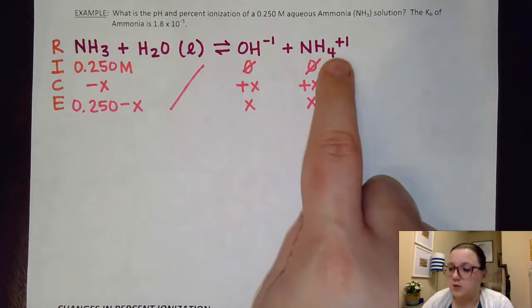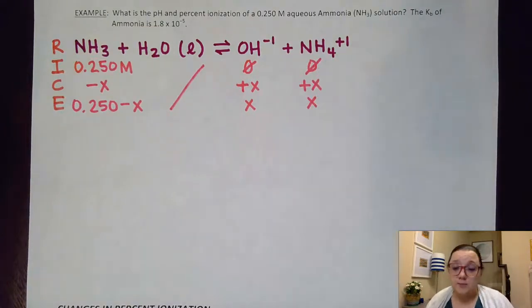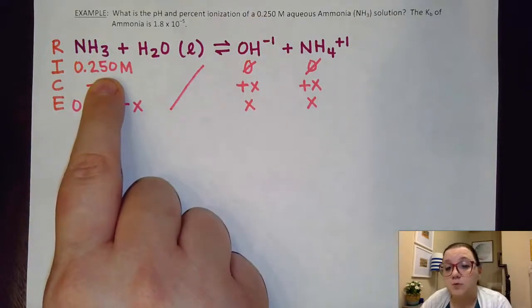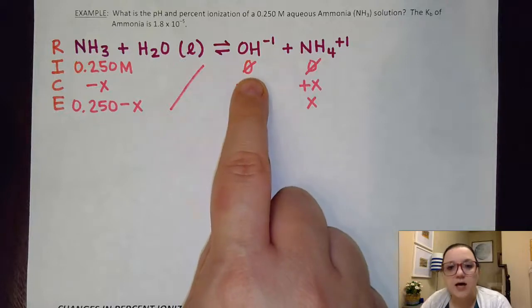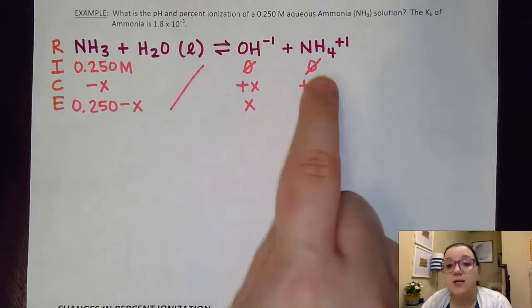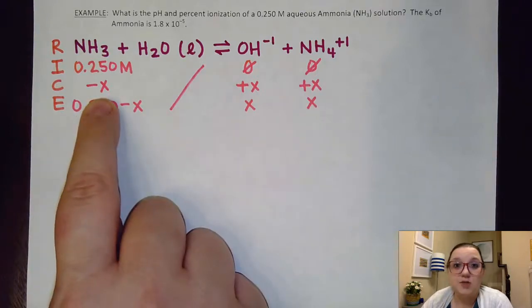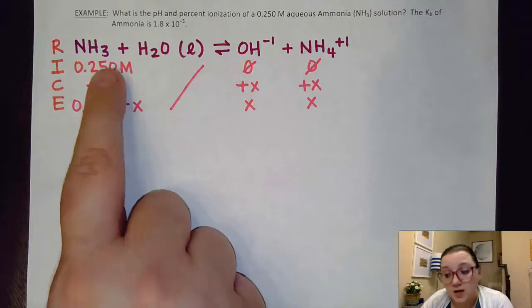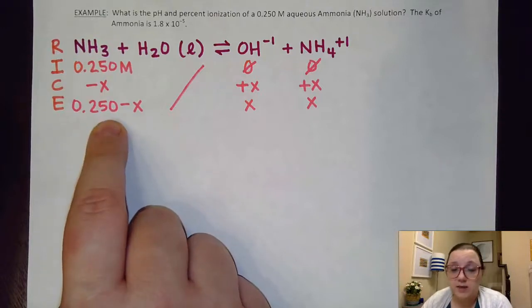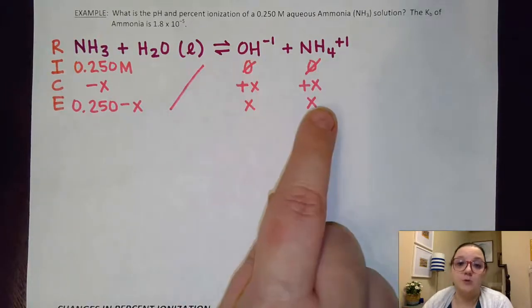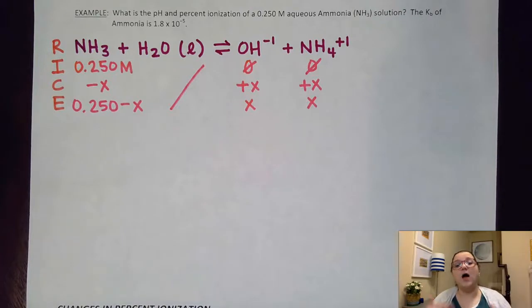So then, in continuing to fill out my RICE table, it told me that initially I had 0.250 molarity of the ammonia. Initially, before I did any kind of ionization, I would have had 0 for hydroxide and 0 for the ammonium. Then I would have said, hey, that NH3, that's going to have to go down by some amount. I know it's not going to completely go away because this is weak, but I know that the hydroxide and the ammonium would go up by that same amount. And so just like we did before, I would now utilize my equilibrium expression in order to be able to solve this problem.